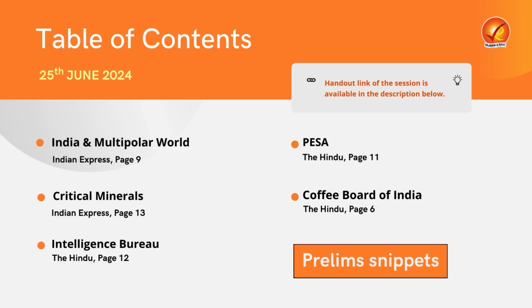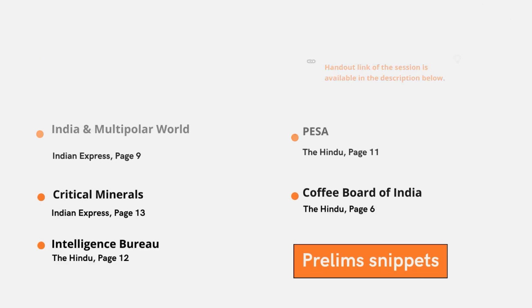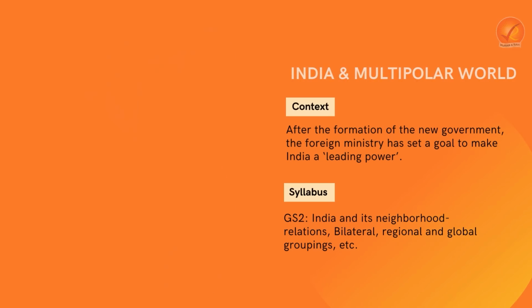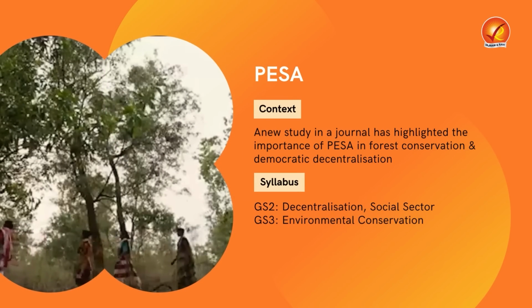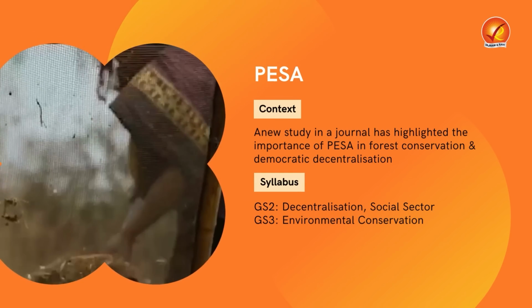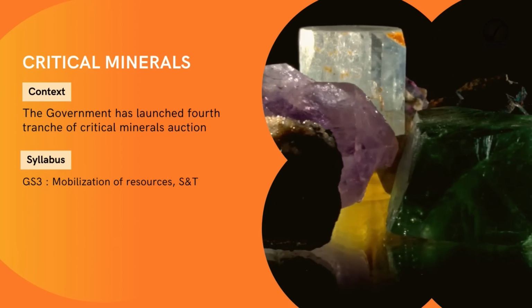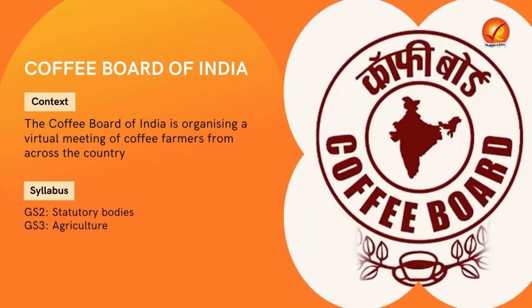We will comprehensively analyze 9 articles from The Hindu and the Indian Express, especially from the perspective of the UPSC Civil Service Examination. In the first article, we'll talk about the role of India in the evolving multipolar world order. In the second article, we'll talk about the Panchayat Extension to Scheduled Areas Act. Then in the third article, we'll talk about the importance of critical minerals and the way forward. In the fourth article, we'll talk about the very important Coffee Board of India.